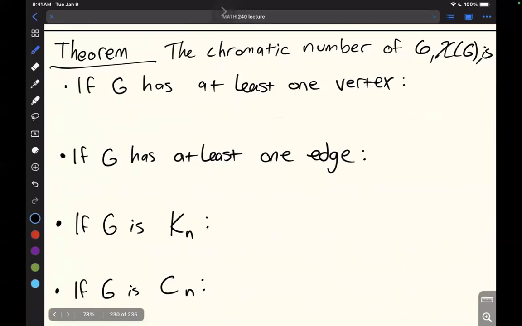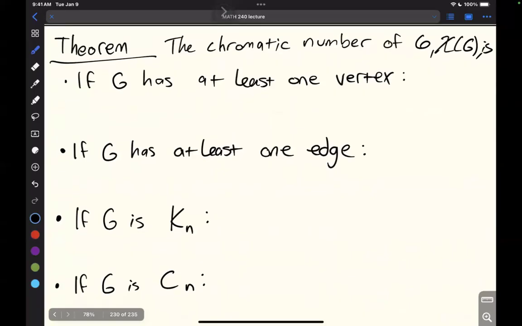All right, so let's try and find some solutions. What's the chromatic number of some graph? I'd like you to think about it for a moment. What if G has at least one vertex? What if G has at least one edge? What if it's complete? Or what if it's a cycle? Think about it for a second.